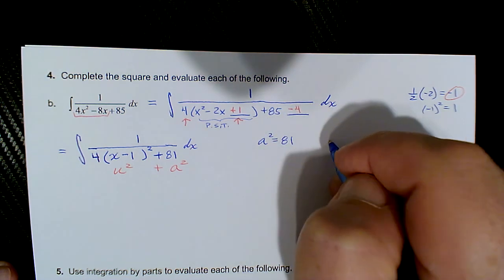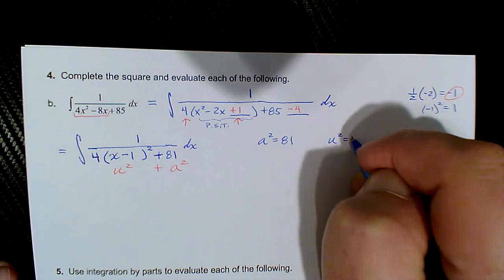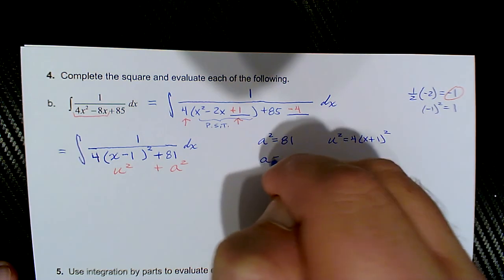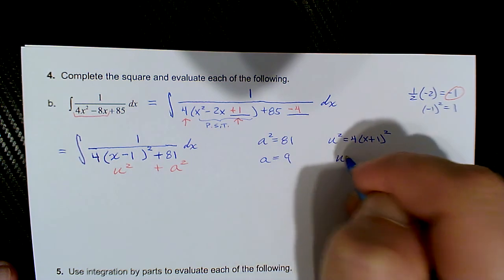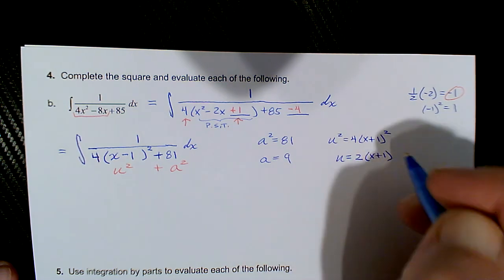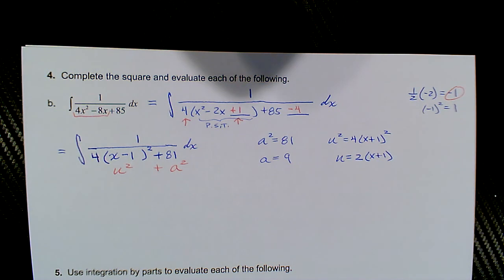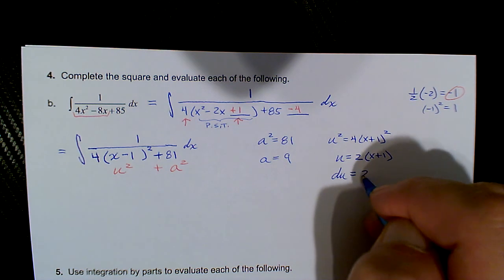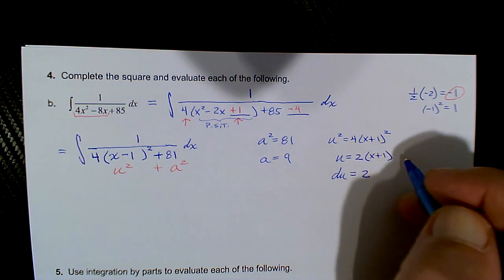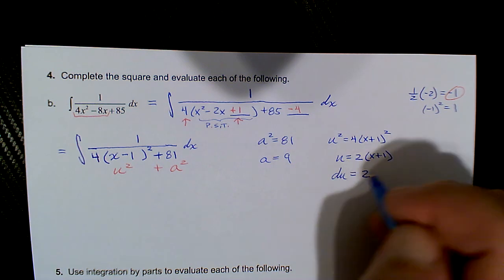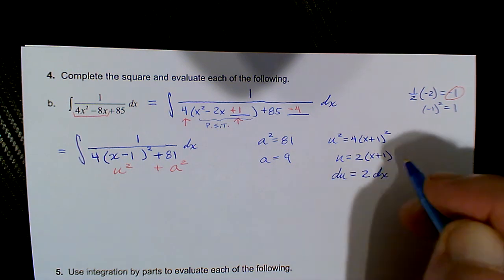A squared is 81. U squared would be 4 times that binomial squared. That means that a is 9. U would be the square root of 4, which is 2, and that times the square root of that binomial squared is just the binomial. Remember, it's still u substitution, so du must be satisfied. The 2 tags along, derivative of x is 1. In differential, and derivative of 1, of course, is 0, so in differential form, du would be 2 times dx.